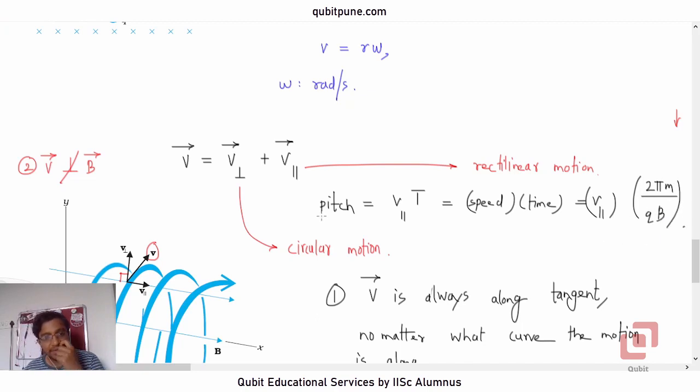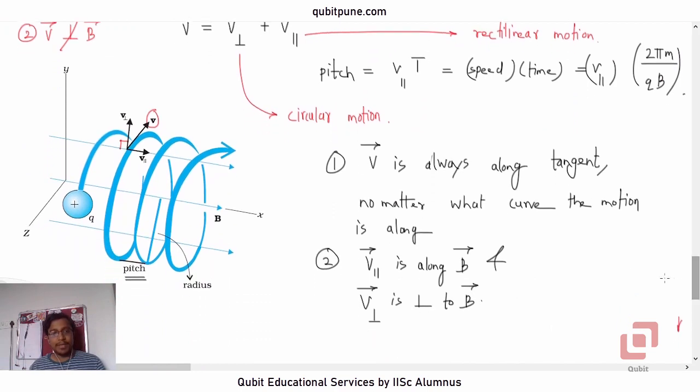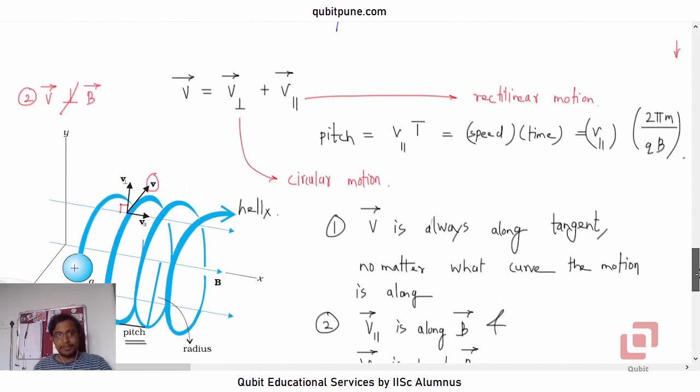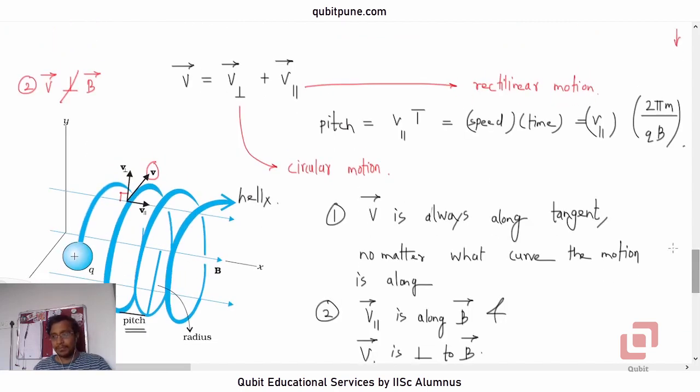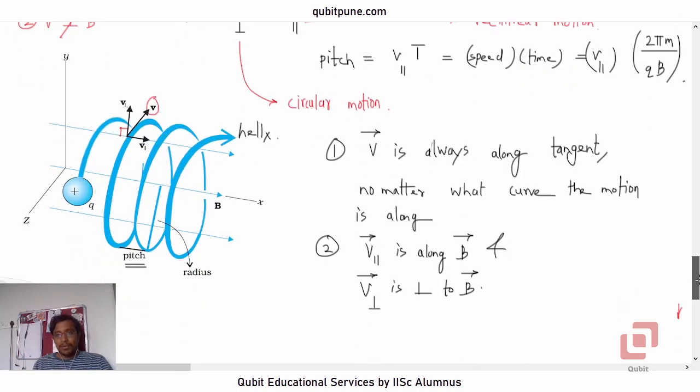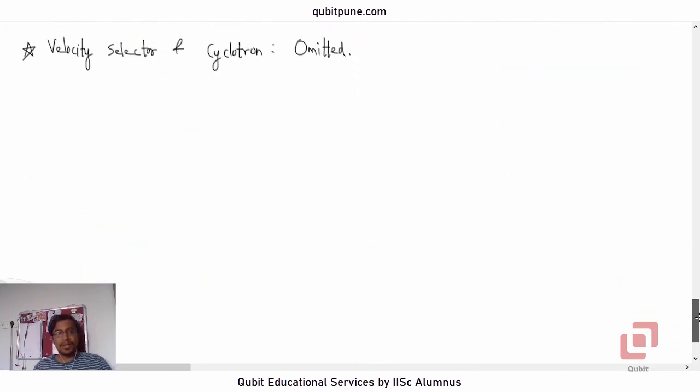That is known as the pitch of this curve, and the name of this curve is helix. Is that clear? We will not discuss the velocity selector and the cyclotron because they have been omitted from your syllabus in this course, this year at least, right?